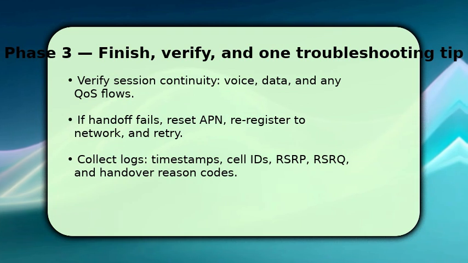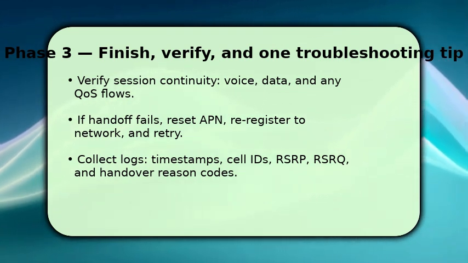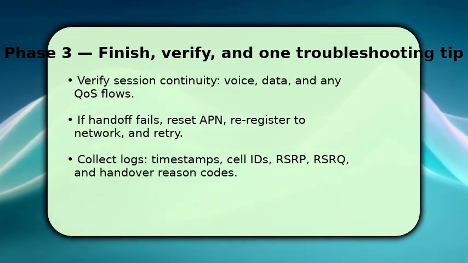If the intra-circle roam fails, reset the APN, force a re-registration to the network, and retry the procedure. Often a fresh attach solves config mismatches.